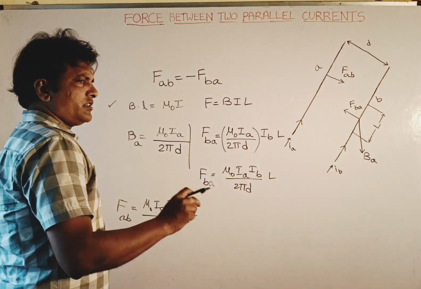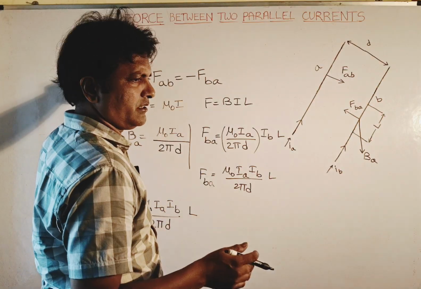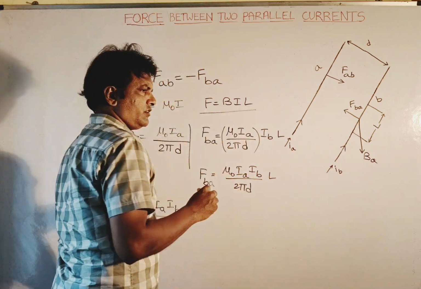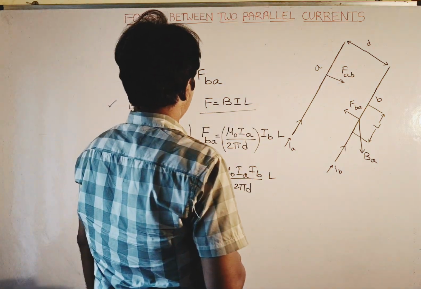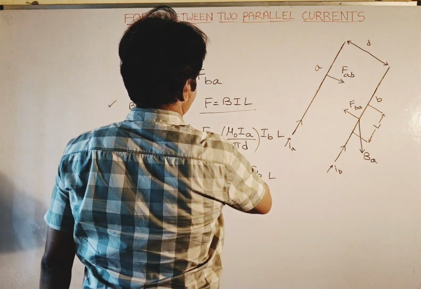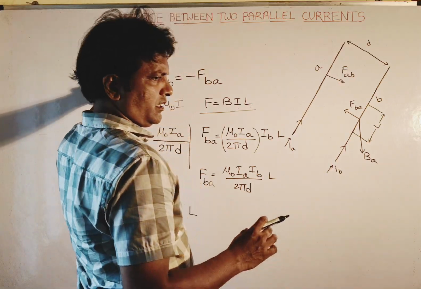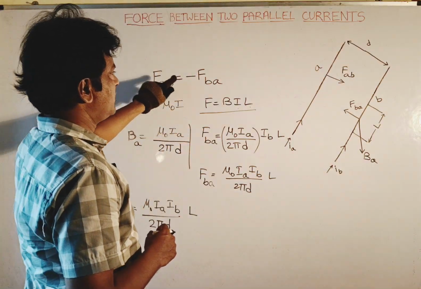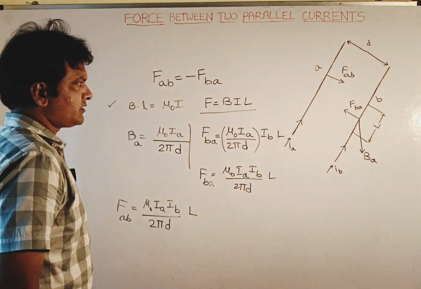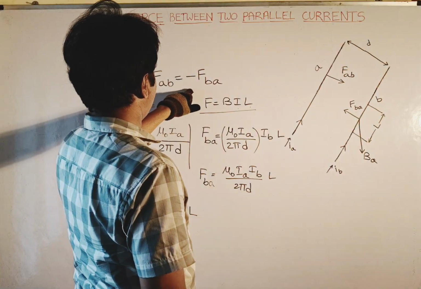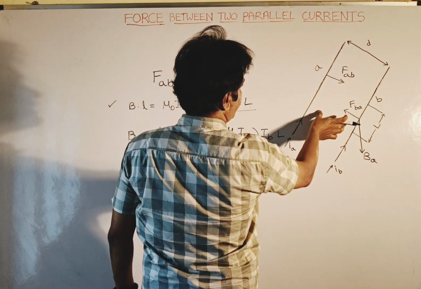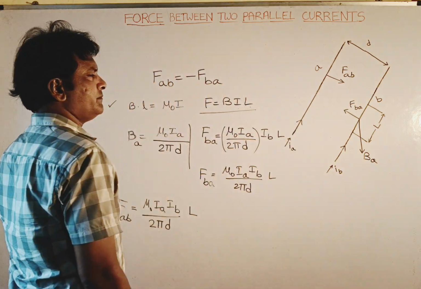So here the Biot-Savart law is actually being followed, and the Lorentz force also. What is the Lorentz force? The force acting on a conductor or a moving particle can be represented by the Lorentz force. Here the Lorentz force is BIL. So this force and the Biot-Savart law also follow Newton's third law. Newton's third law is applicable in this case because FAB is equal to minus FBA. There are two equal and opposite forces acting between these two conductors A and B.